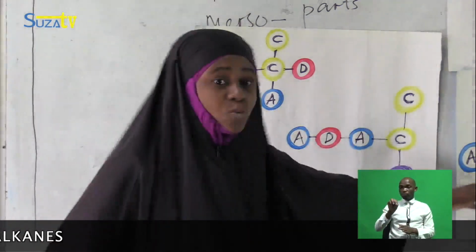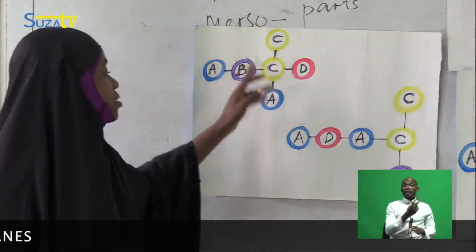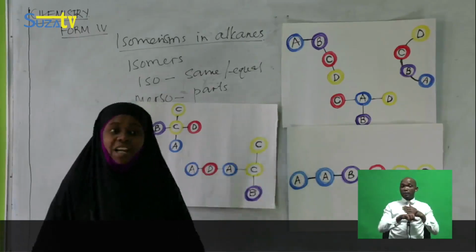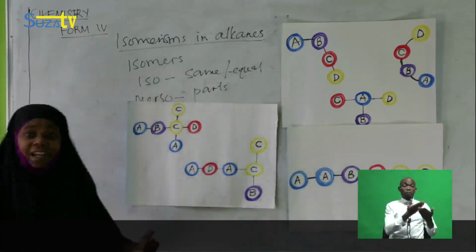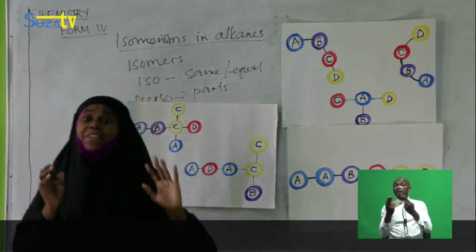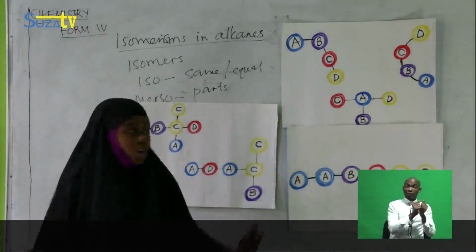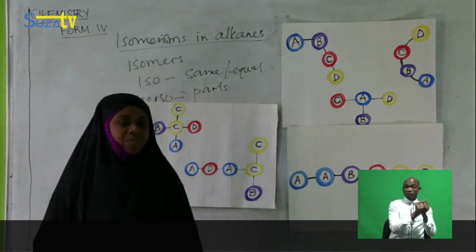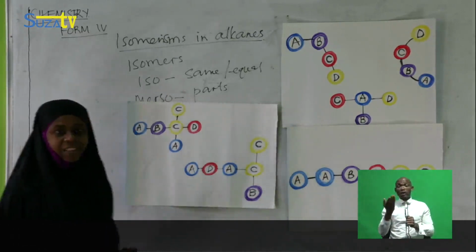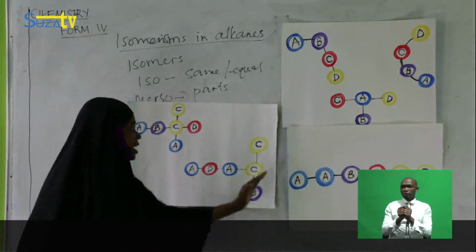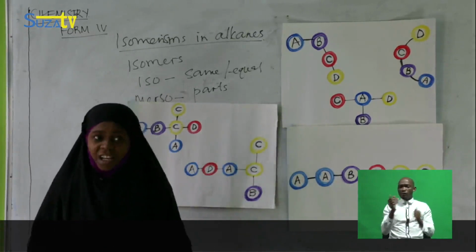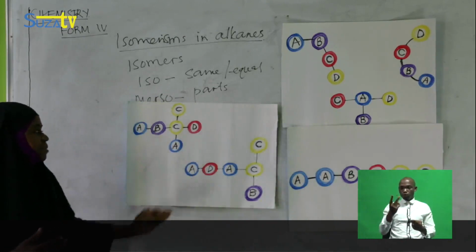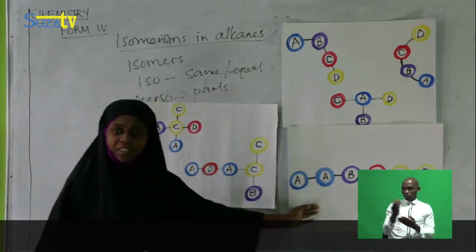Therefore, this one and this one, we say they are the same. They are the same in terms of what? They are the same because they have the same number of atoms. All of them contain 6 atoms. So, let us look at another thing: how these 6 atoms are arranged. Are they arranged the same? Are those atoms arranged in the same way as this one?